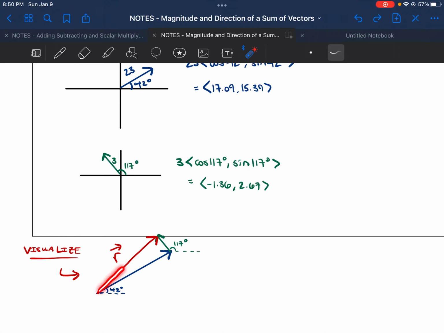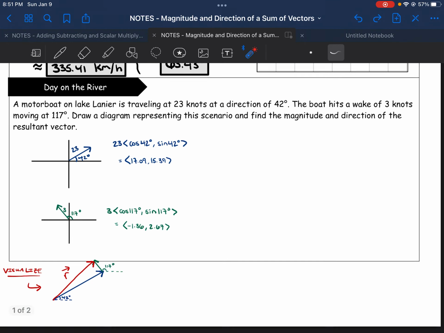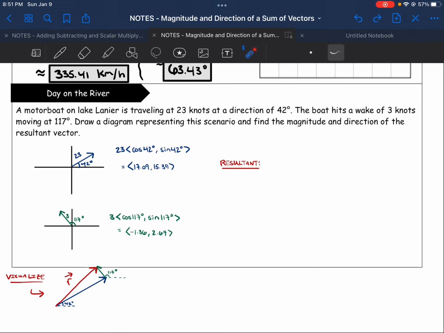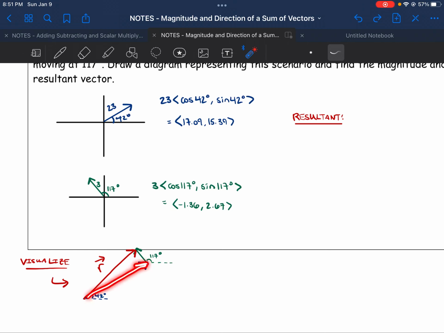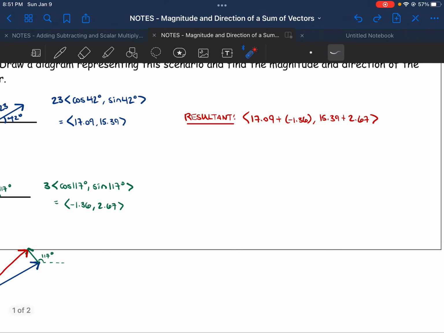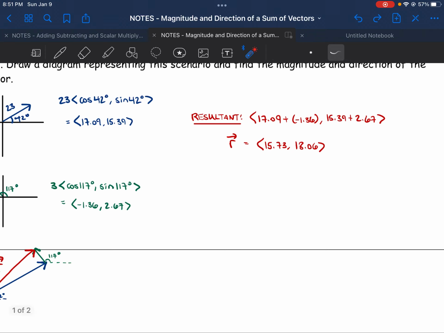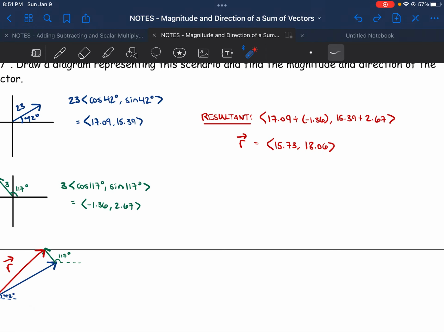Notice it's going to increase the magnitude, and it's also going to change the direction because the wake is hitting that motorboat. So how do we figure out that resultant vector? Well, this is just vector addition. This is the stuff we did last week. We're going to be adding this vector and this vector to get this resultant vector. So I'm going to add their horizontal and vertical components. 17.09 plus negative 1.36, we're adding the horizontal components. 15.39 plus 2.67, we're adding the vertical components. And we get that our resultant vector, which I'm just going to call R, is 15.73 and 18.06.